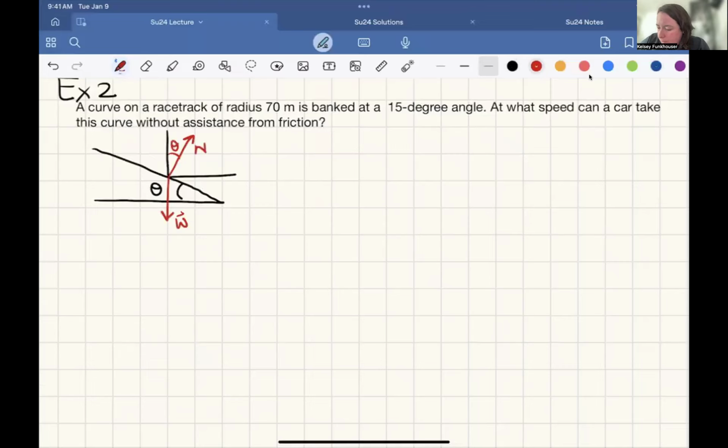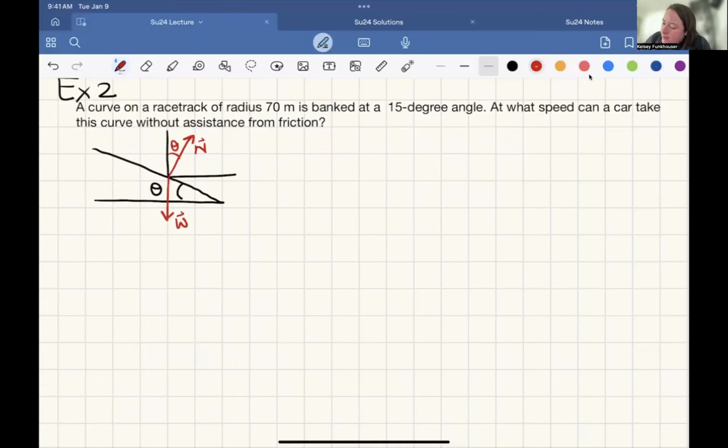Theta, normal force. The main reason for this is because the net force points toward the center of the circle, which is not down the incline. It's directly horizontal. So I think you would still get a pretty similar answer for the velocity if you tilted it. But if we're being precise, we don't want to tilt it.